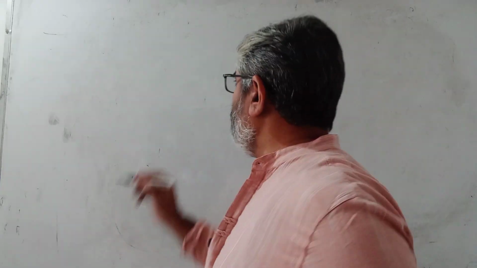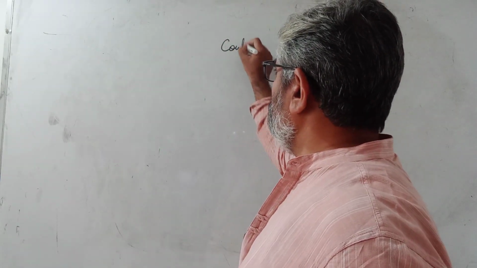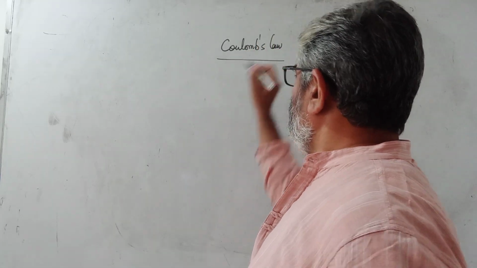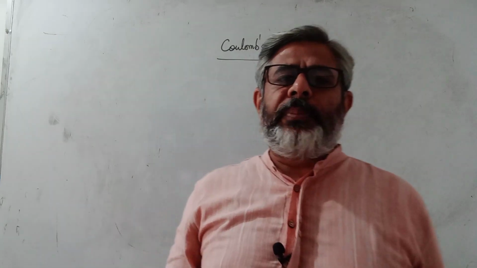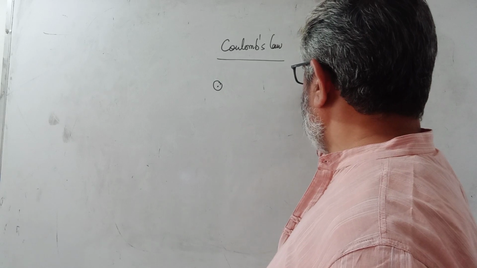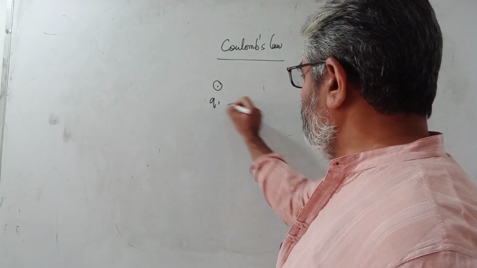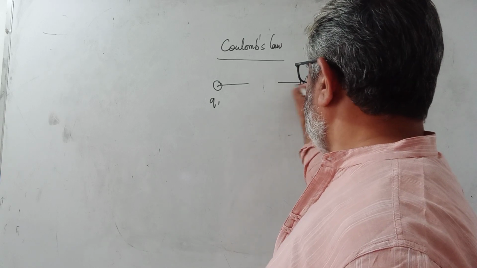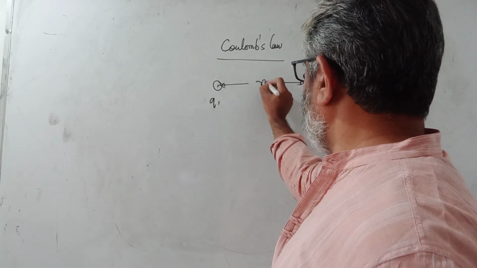So in this topic, we are talking about Coulomb's law. It's a very simple topic actually, but you should remember a few things. So what is Coulomb's law? If we define it, Coulomb's law says that if there are 2 point charges Q1 and Q2, which are, let us say, separated by a distance r. So these are 2 point charges.